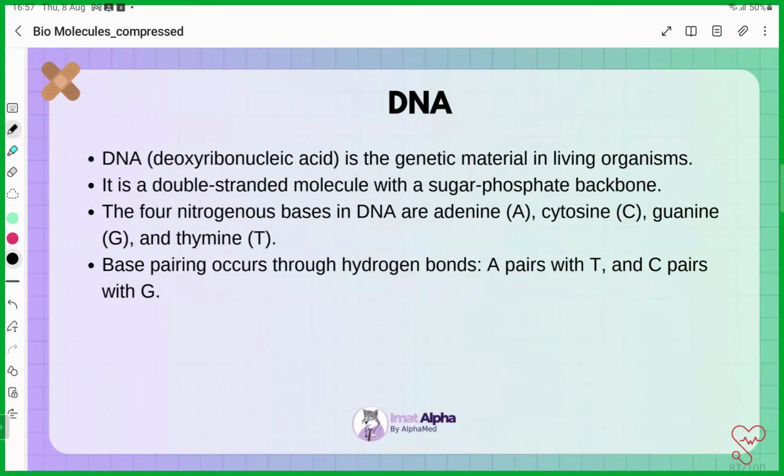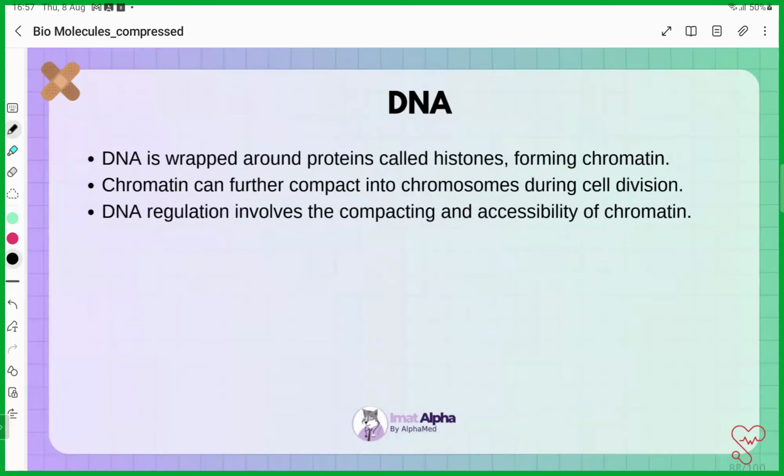Base pairing occurs through hydrogen bonds. A pairs with T and C pairs with G. DNA is wrapped around proteins called histones, forming chromatin.